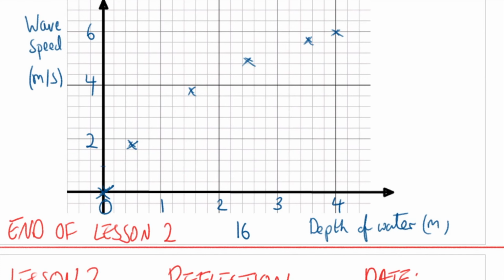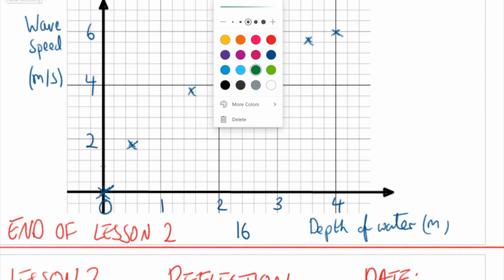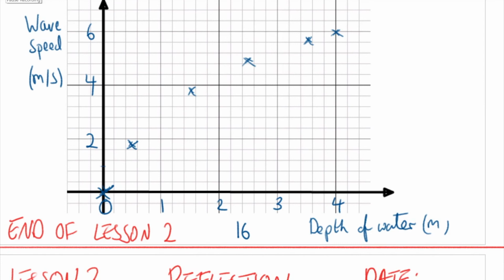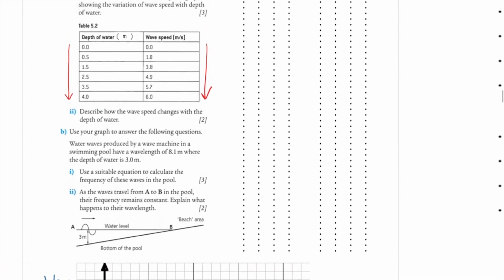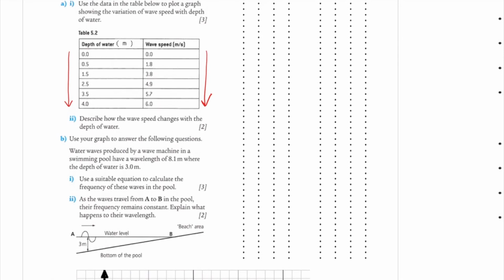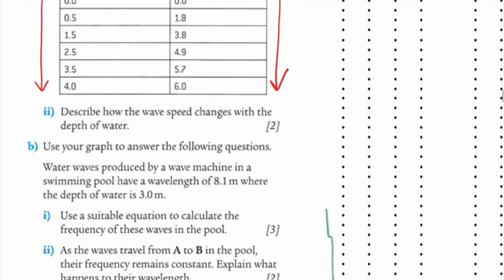and it might help if you just rotate the paper that you're working on, so you can use your elbow as a pivot and your arm works almost like a compass. Okay, anyway, that's what you need to do for part A. 2. Describe how the wave speed changes with the depth of the water. Obviously you'll be answering here, but I've copied over to the side so that you can read it properly. Describe how the wave speed changes with the depth of water.